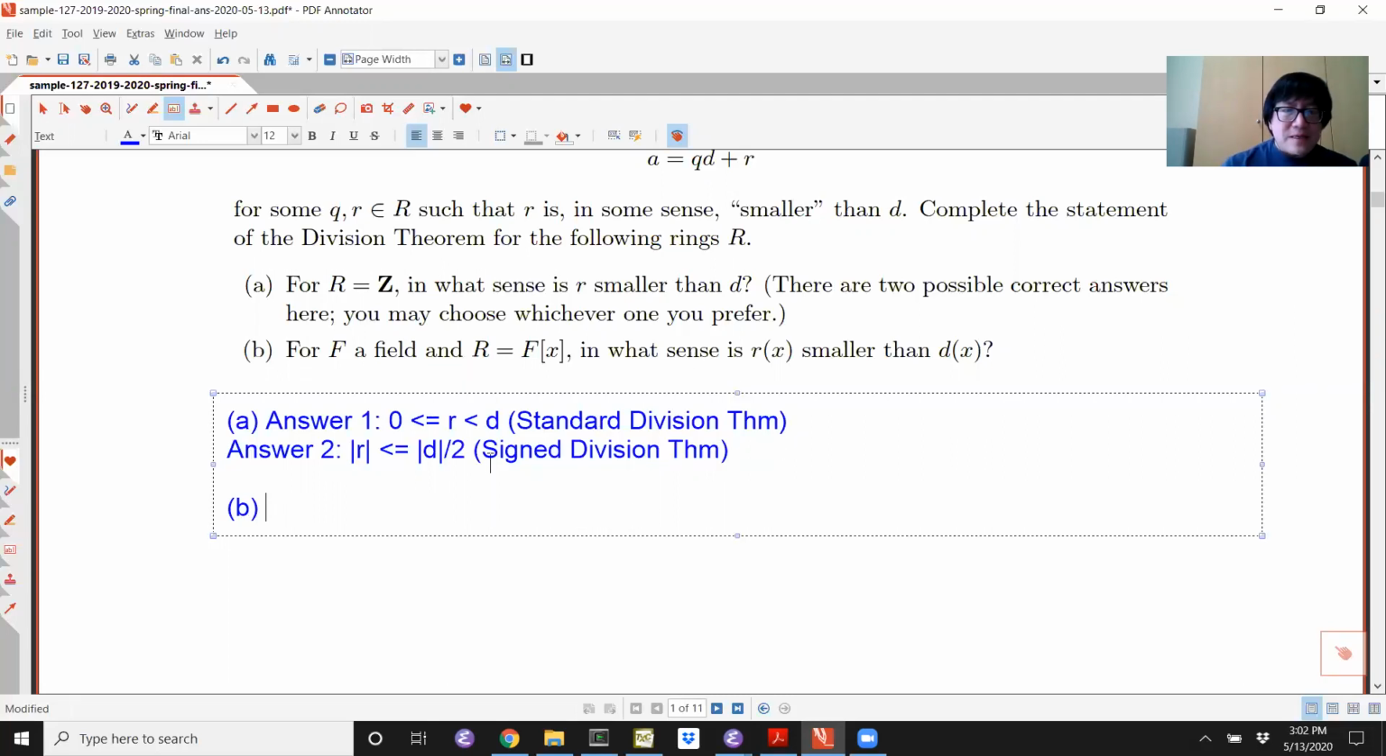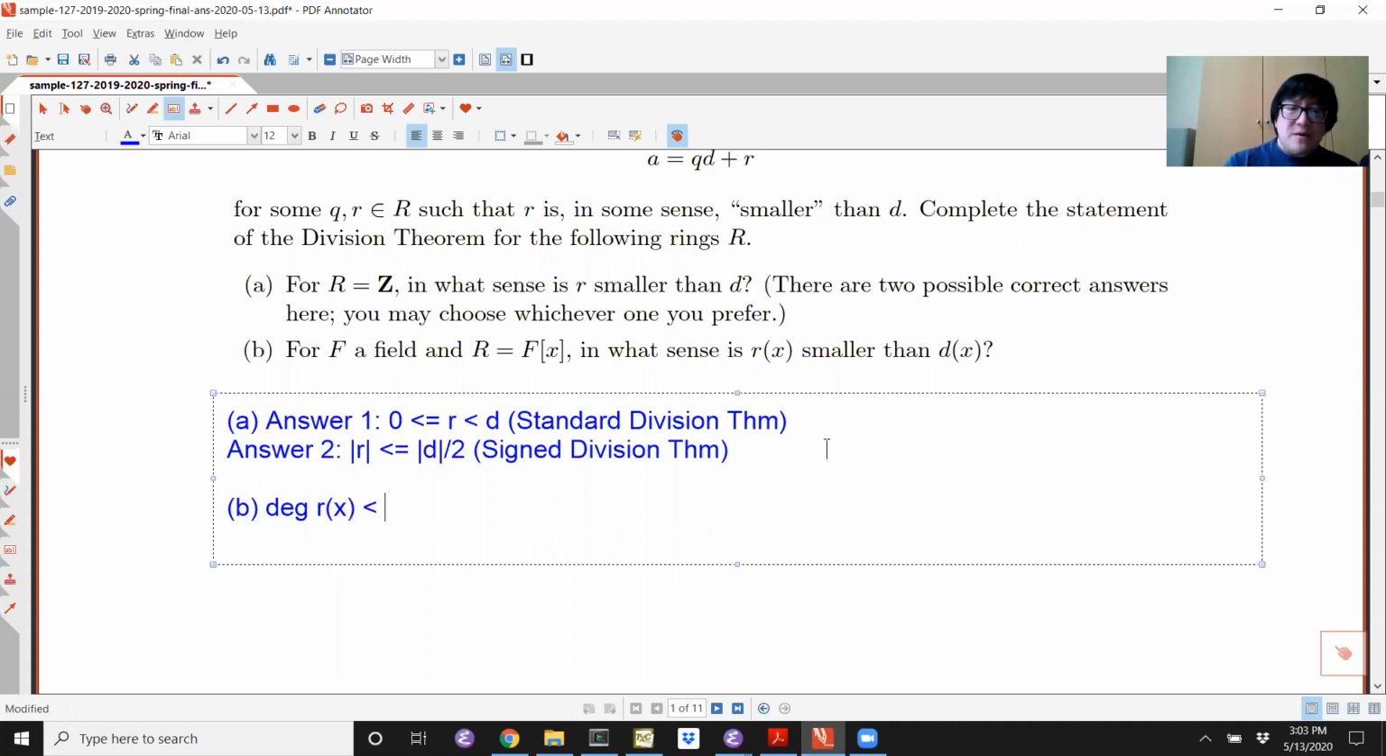So does everybody get the two answers to number 2, part A? Now number 2, part B. If F is a field, then R is the ring of polynomials with coefficients in F. And in what sense is R smaller than D? Well, what we need is that the degree of R(x) is strictly less than the degree of D(x).